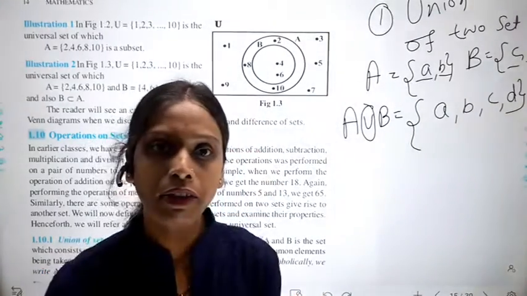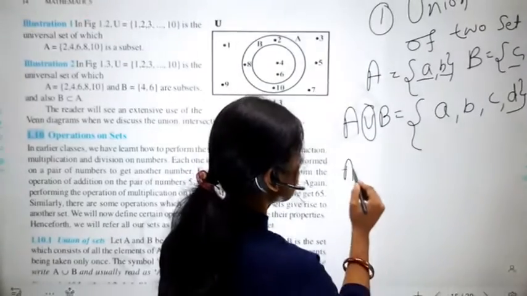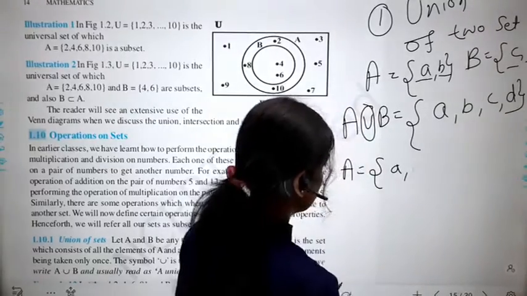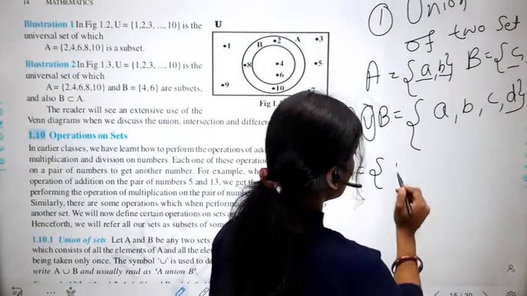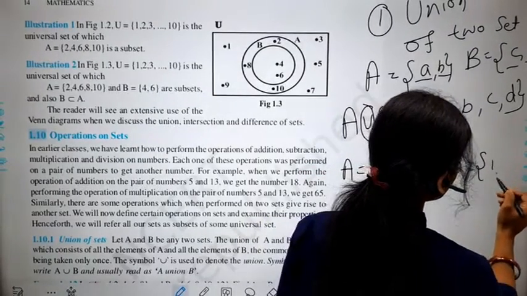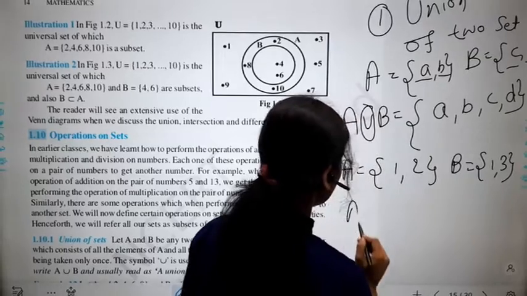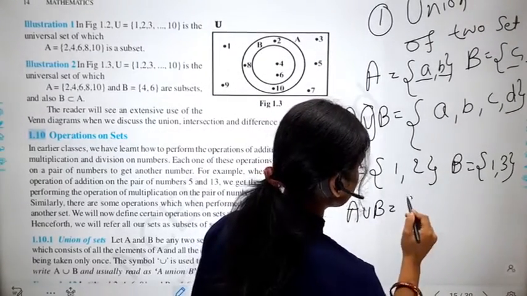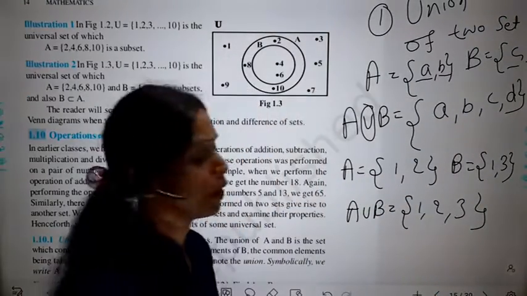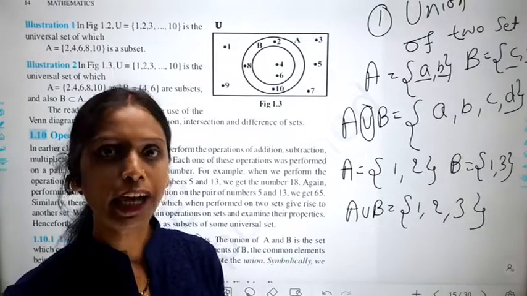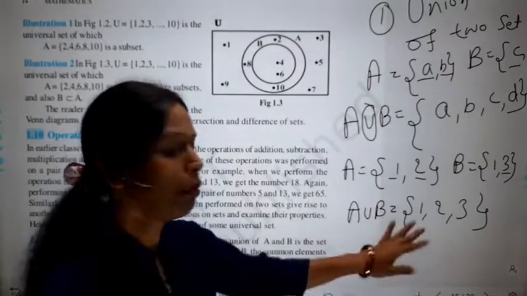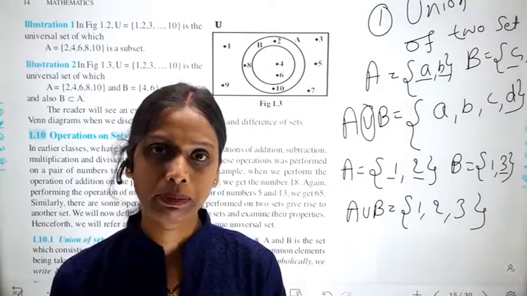Let us take another example. Let us suppose A is equal to {1, 2} and B is equal to {1, 3}. Then A union B will be {1, 2, 3}. We do not repeat an element here, that's why 1, 2 and 3 will be the elements of A union B.